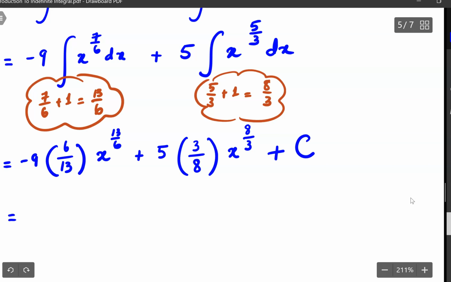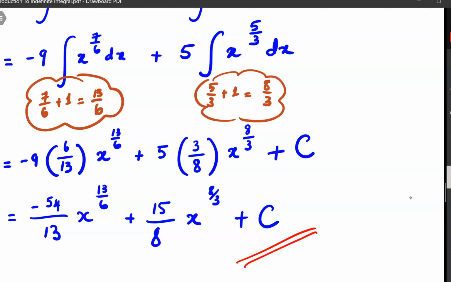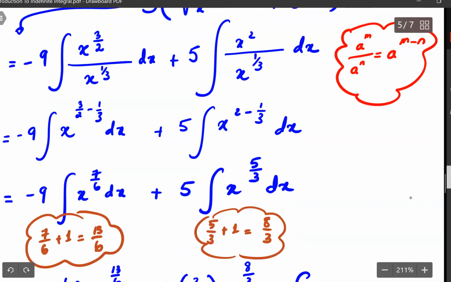The next step is to write it as -9 times 6, so -54 divided by 13 multiplied by x raised to the exponent 13/6. This one I should have 15/8 times x raised to the exponent 8/3 plus c. So let's double check everything that we've done.